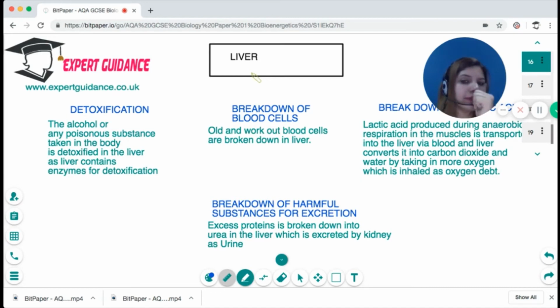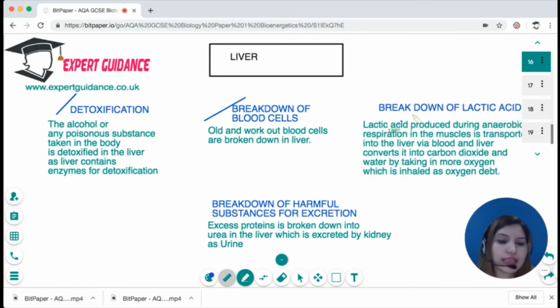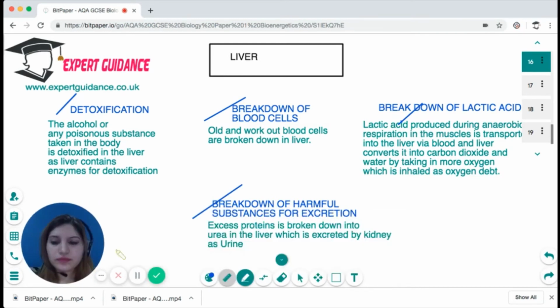Why are we studying the liver? Because the liver is a very important organ involved in metabolism. It is doing a lot of synthesis and breakdown reactions. It is involved in detoxification, breakdown of blood cells, breakdown of lactic acid, and breakdown of harmful substances for excretion.